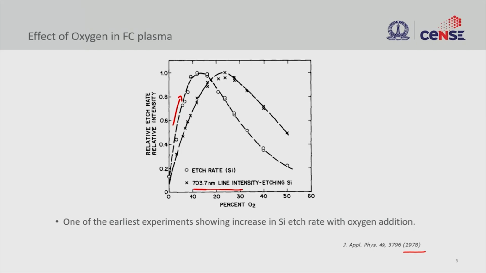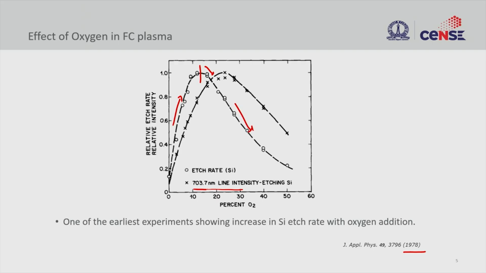So the etch rate actually increases up to a certain oxygen percentage, and then it starts to decrease. Let's look at the left-hand part, where adding more oxygen into the plasma helps you increase the etch rate. On the other hand, too much oxygen does the reverse, so it reduces the etch rate.